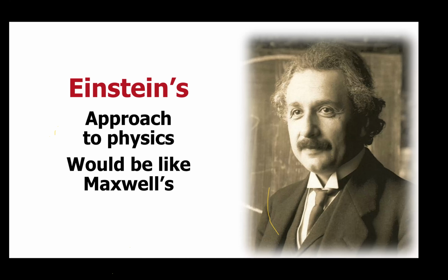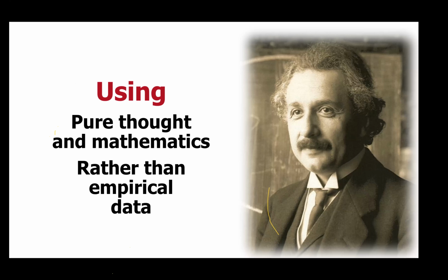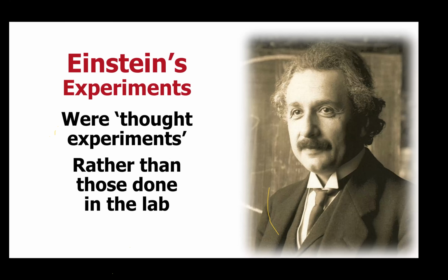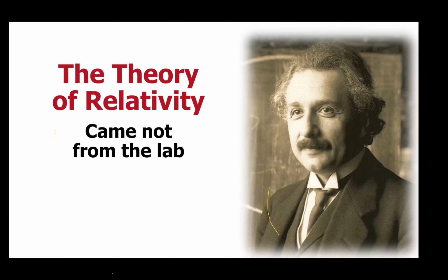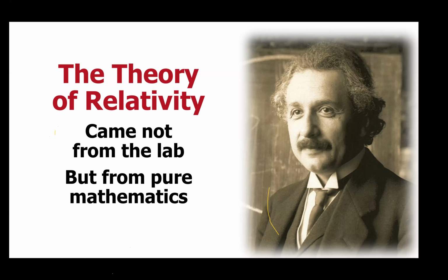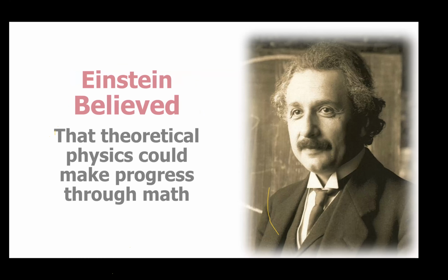Einstein's approach to physics would be like Maxwell's, using pure thought and mathematics rather than empirical data. Einstein's experiments were thought experiments rather than those done in the traditional lab. In 1905, Einstein changed the world again using only thought experiments and pure math. He produced the theory of relativity. Over 10 years, first the special theory of relativity and then the general theory of relativity. Again, these came not from the lab, but from equations, from pure mathematics.